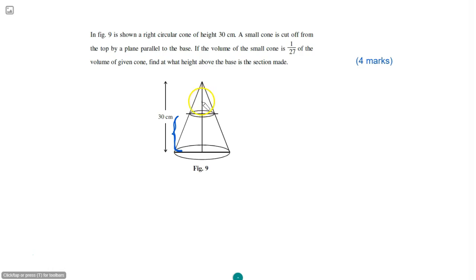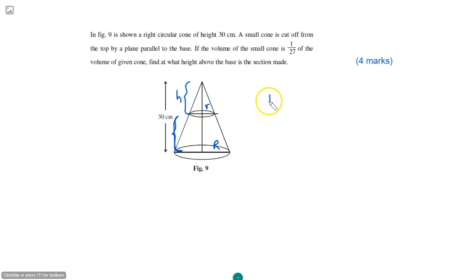Let's call the height of the small cone h. So this height, let's call that h. Let's call the radius of the small cone r, small r. The radius of the big cone is capital R, and the height of the big cone is already given, it's 30. Now let's compare the volumes. You know that the volume of the small cone divided by the volume of the given cone is 1/27. Let's make an equation out of that.